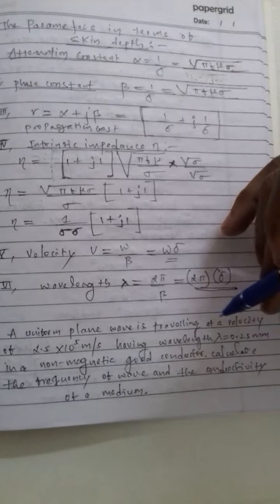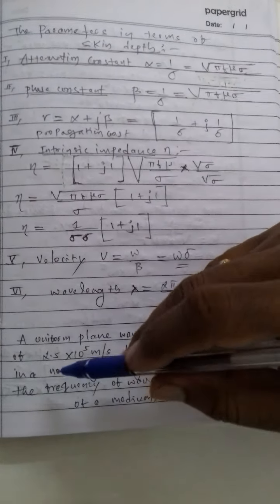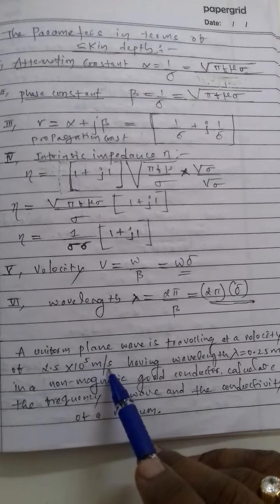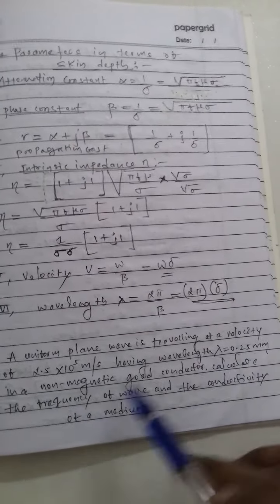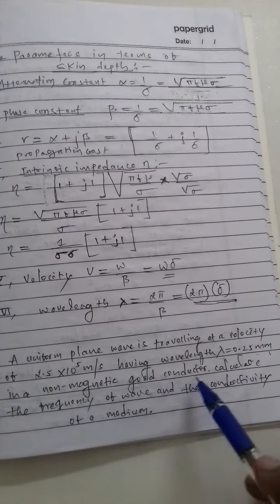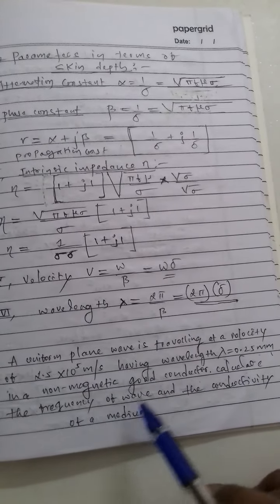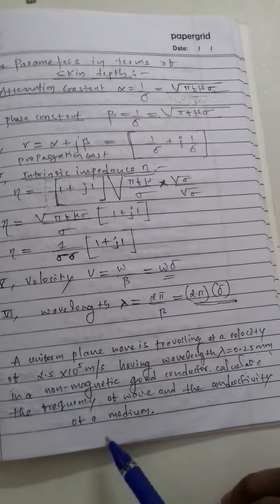A uniform plane wave is traveling at a velocity of 2.5 into 10 raised to 5 meters per second, having wavelength lambda equal to 0.25 mm in a non-magnetic good conductor. Calculate the frequency of the wave and the conductivity of the medium.